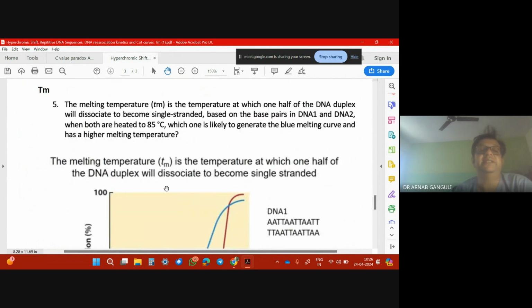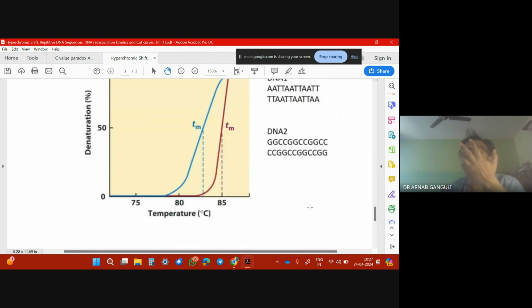The next thing is Tm. How do you define the Tm? It is the melting temperature. It is the temperature at which one half of the DNA duplex will dissociate to become single-stranded, based on the base pairs in DNA 1 and DNA 2. So the temperature at which 50% are single-stranded, 50% are double-stranded. This is Tm values.